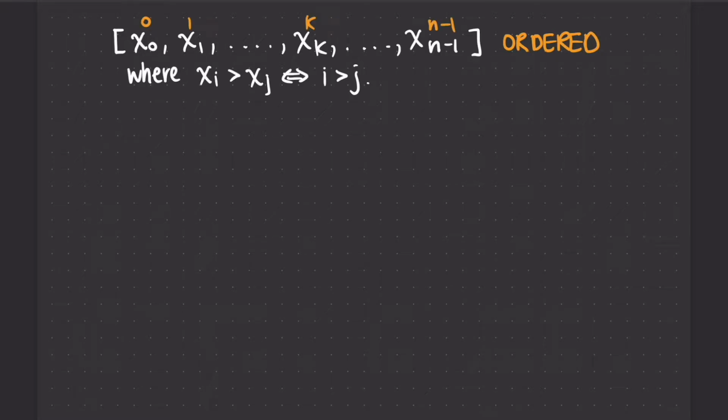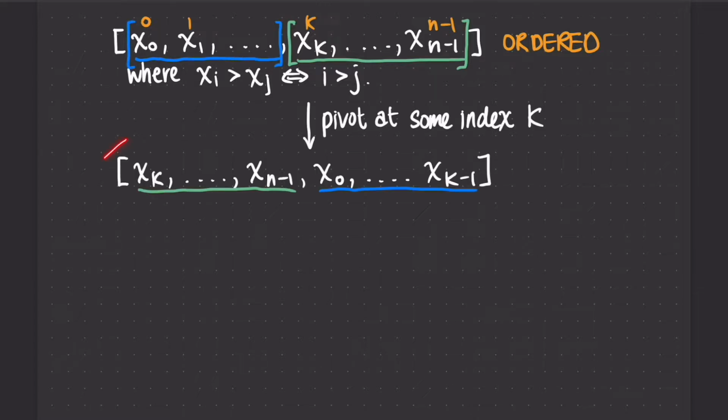Now, I'm going to pivot this ordered array at some index k as follows. We take everything from index k onwards and put it in front. We put everything from index 0 to k minus 1 behind it, like so. This sort of array is what's given to us in the problem.